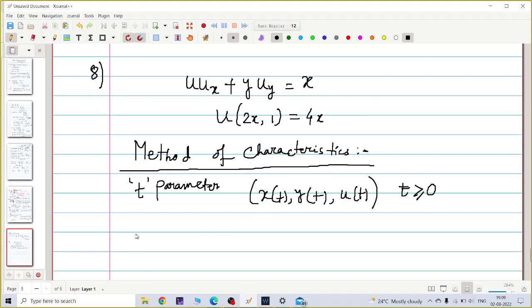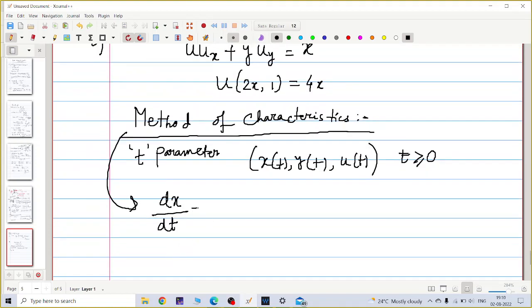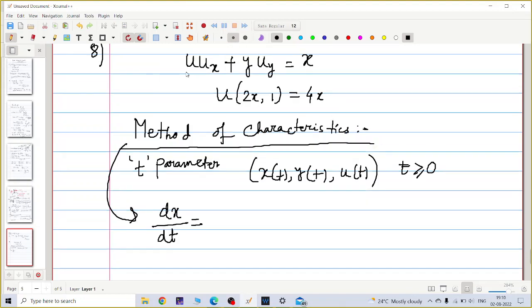This is the method of characteristics. What is the method? You have to differentiate x with respect to this parameter t. So dx/dt will be equal to the coefficient of ux. What is the coefficient of ux? U. The screen is visible now. Biplav, what is the coefficient of ux? U. Now dy/dt is the coefficient of uy. What is it?